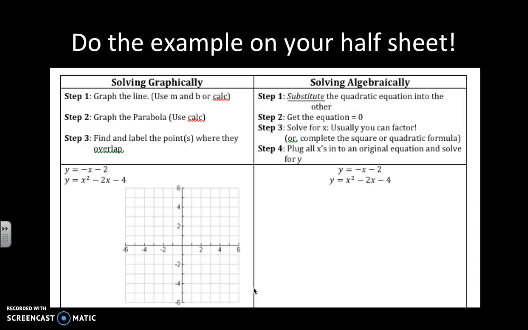All right. So here's what that half sheet looks like that you should have, and I want you to do this example on your own. I do realize that for the parabola you might need a calculator, but don't forget there's phone calculators. You can go online and Google it, or just come in and borrow one from me to get that one parabola graphed. Let me know if you need any help.